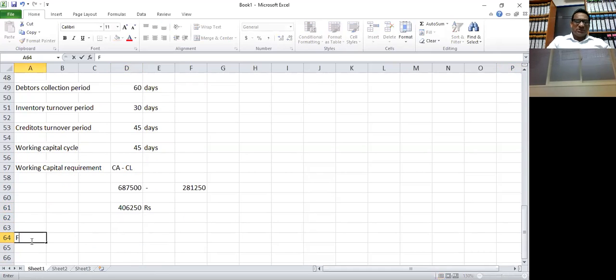So how much is the finance cost? We know this is a working capital requirement. How much is the interest rate for the year? Interest rate for the year is 15%. And our working capital cycle, or the period for which we need finances, is 45 days. So we multiply by 45, divide by 360. Our finance cost is 7,617. Is this clear?